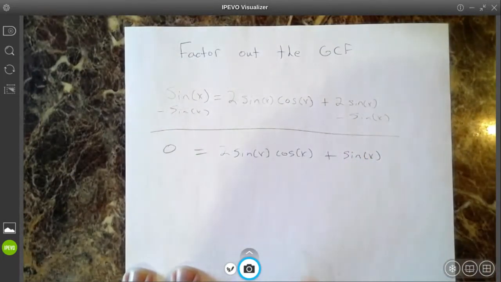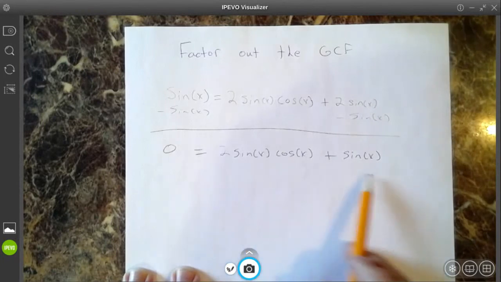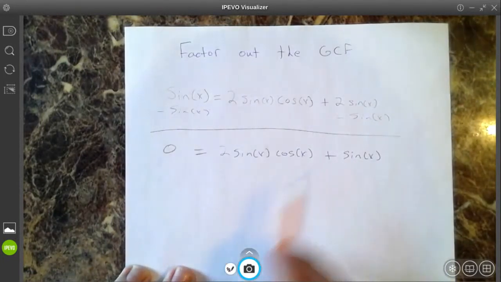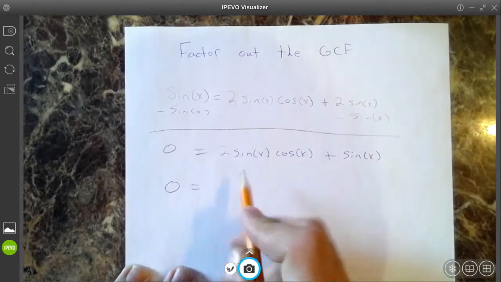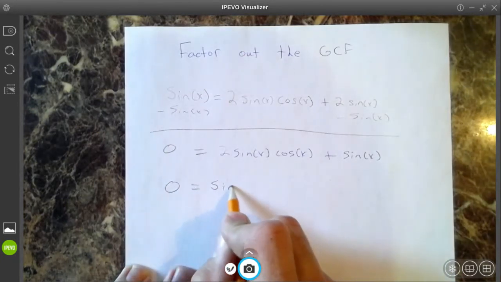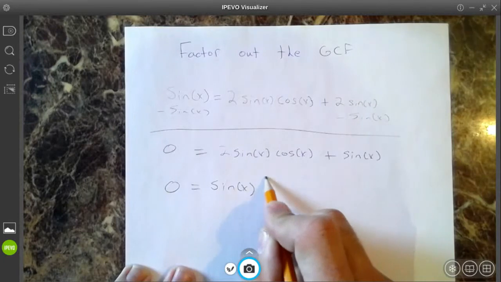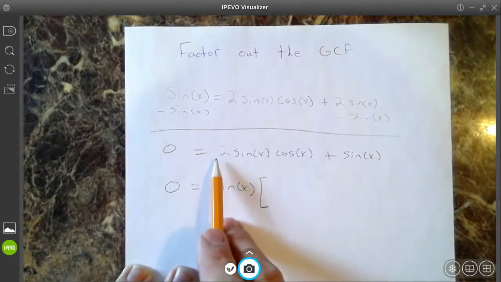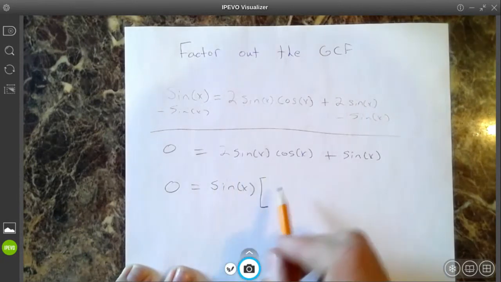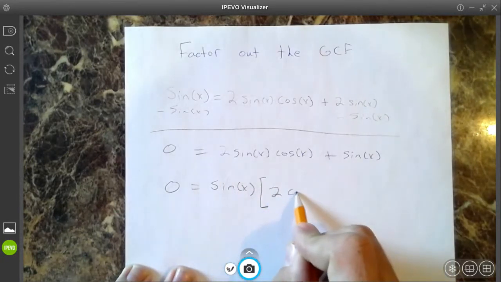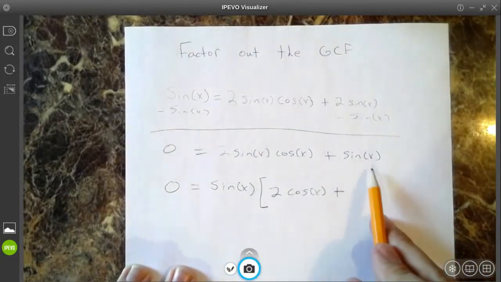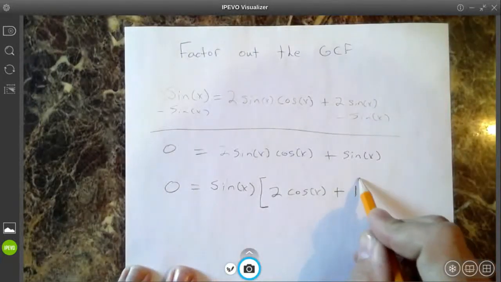Now, on the right-hand side, I can go ahead and factor this because I've got 2 sine of x's. Right? So I'm going to factor out a sine of x here. All right, so if I take a sine of x away, this first term is going to be a 2 cosine of x plus, and then the second term is going to be a 1.